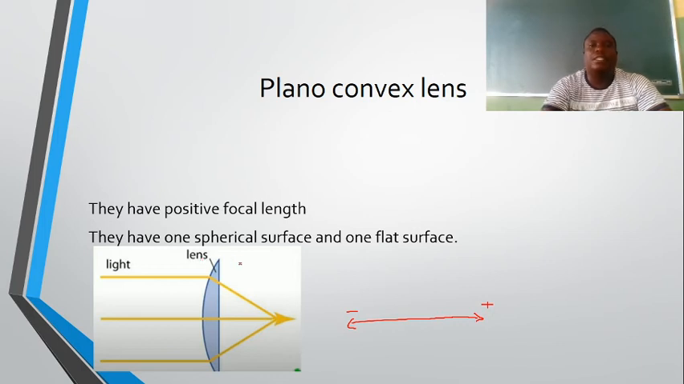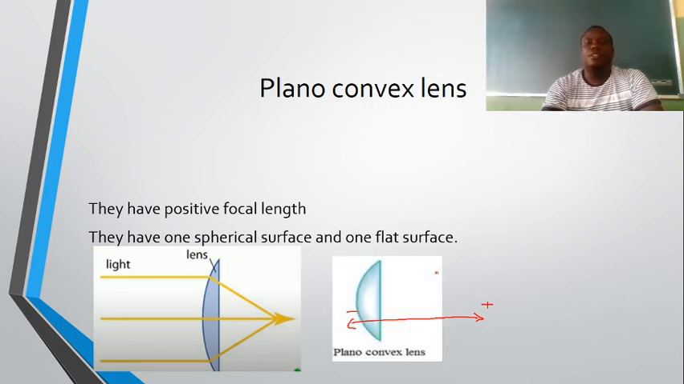So you see, according to their shape, this is a spherical surface, and here is a flat surface. As you can see, it's a flat surface. So those are the explanations that I can give you about plano-convex lens. So let us move. Plano-convex lens, you will see it like this in different books.